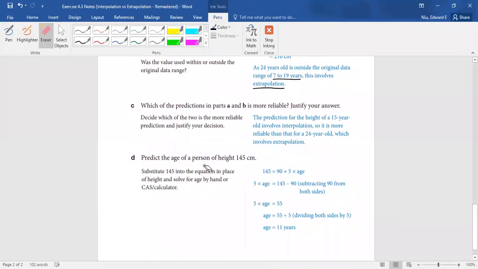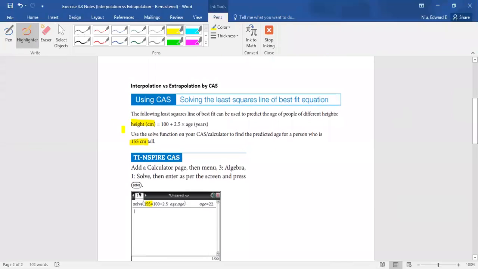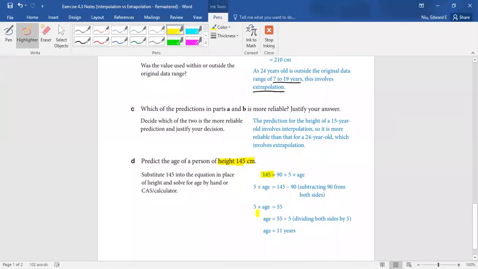Lastly, predict the age of a person of height 145 centimeters. So this time round, height 145. Okay, you can just put this into your CAS, or you can do it by hand. Down here we've got the by hand version. If you type in what we typed in above, back up top here, where you type in solve, 145, you'll get your answer straight away. But down here, you've got the working out by hand. So either way is fine, depending on whichever you find is quicker.